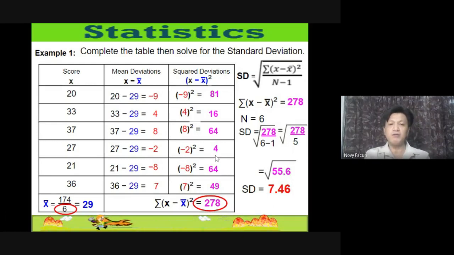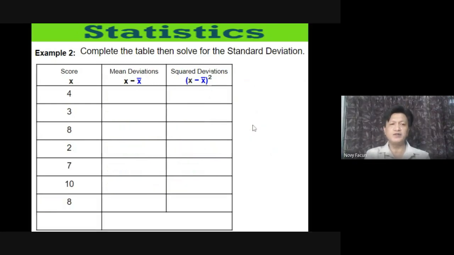Okay, so ganun lang kung paano mag-compute ng standard deviation for ungrouped data. Okay, so with that, that is our answer for example number 1. Let's proceed to example number 2, no? So, first step, you're going to find the mean. I-add lang natin lahat ng score natin.